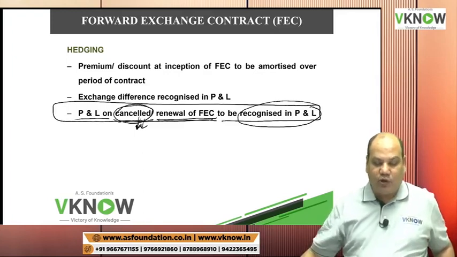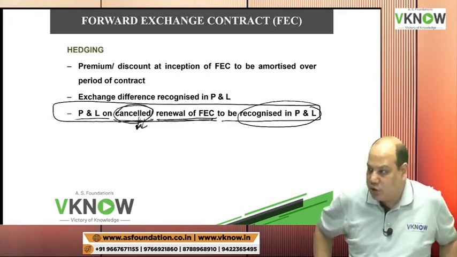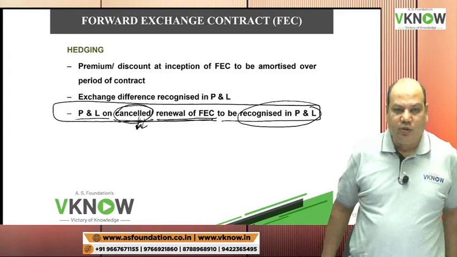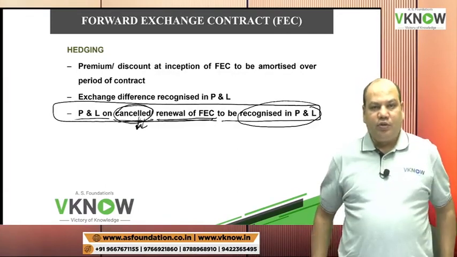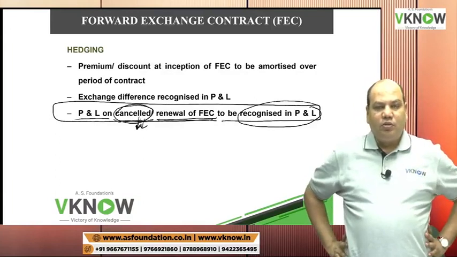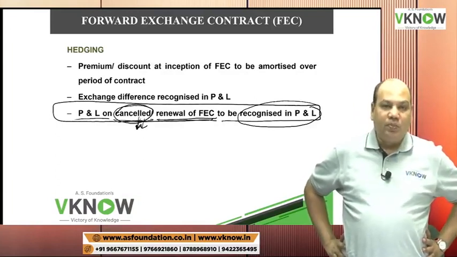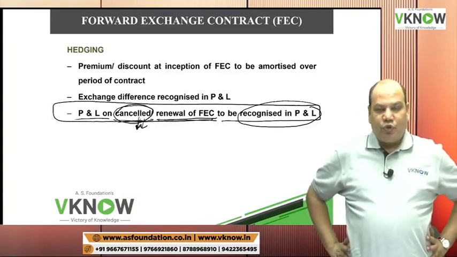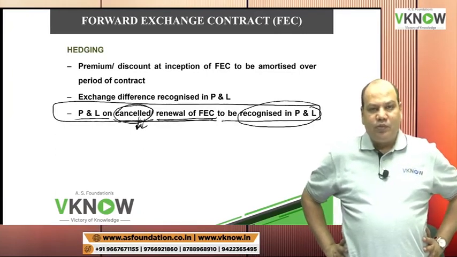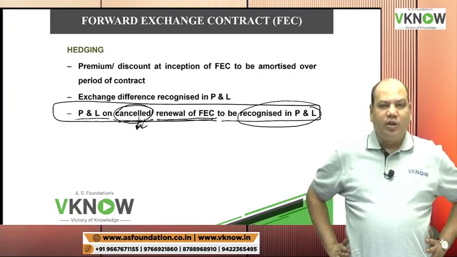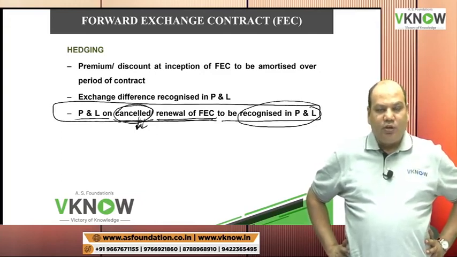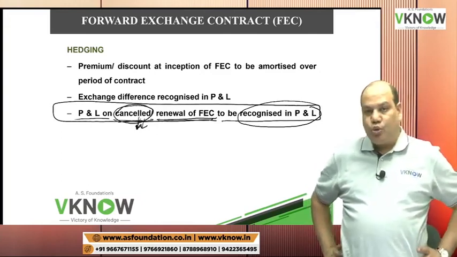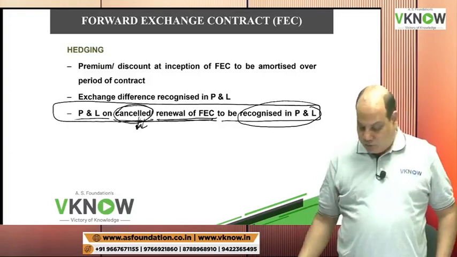So you go to a forex dealer and say, sorry, I don't want this forward contract, please cancel. But as you know, this is a contract. You can't cancel on your own. The other party must also agree. So if the other party agrees, forward contract will be cancelled and you have to pay some kind of penalty for that. That will also be transferred to P&L account.